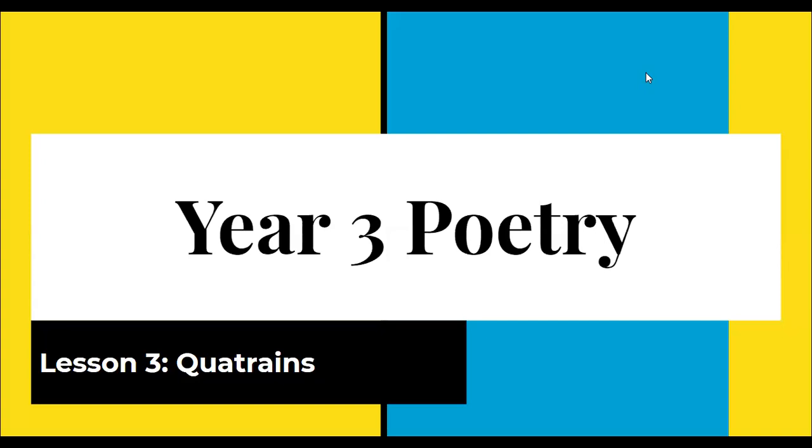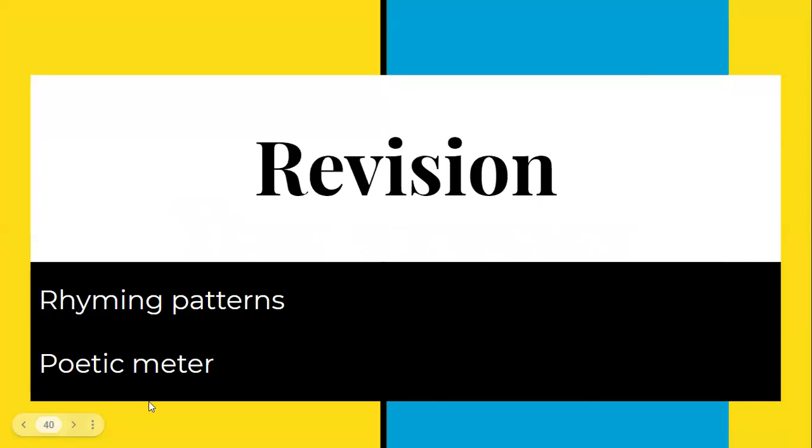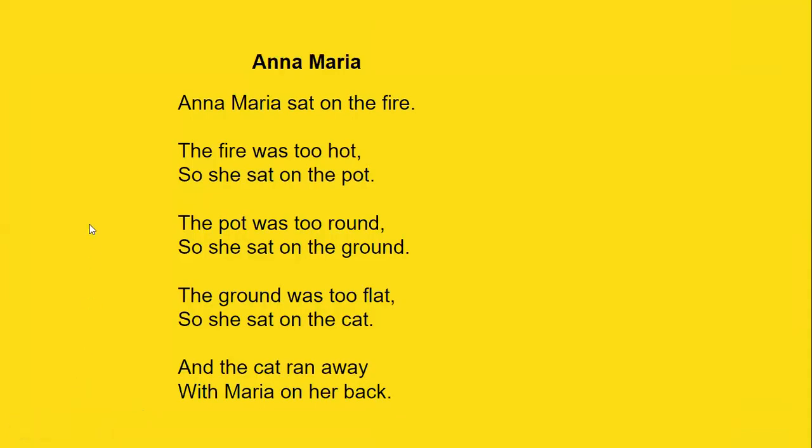Year 3. Today is another poetry lesson, and this time we're going to be looking at quatrains. But before we do that, let's go back and just have a little revision from the other work that we have done the last two lessons. We've looked at rhyming patterns and we've looked at poetic metre. And the poem that we're going to use for revision today is called Anna Maria.